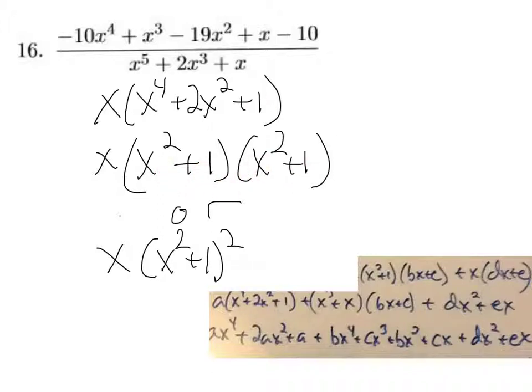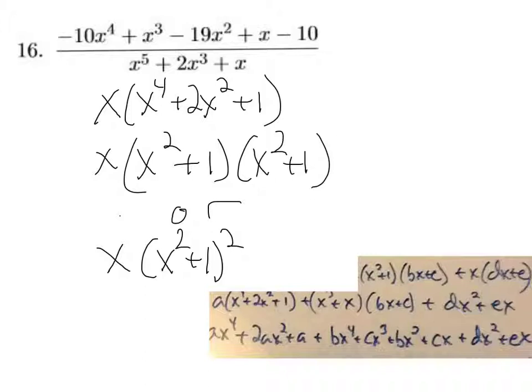It's a polynomial in quadratic form. And then because these are like terms, I just squared it. I wrote x times (x squared plus 1) squared. So that's the denominator factored.